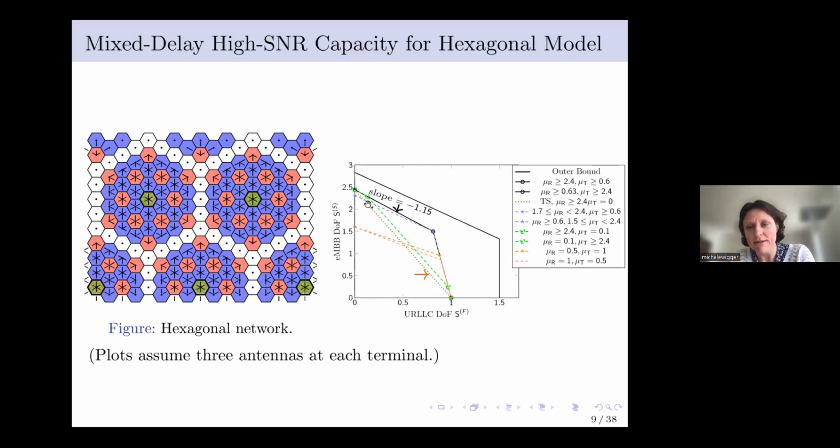We have different rates on the cooperation links. Depending on them, of course, we get more or less rate, but typically this is the slope. So it's almost the shape I wanted to have.